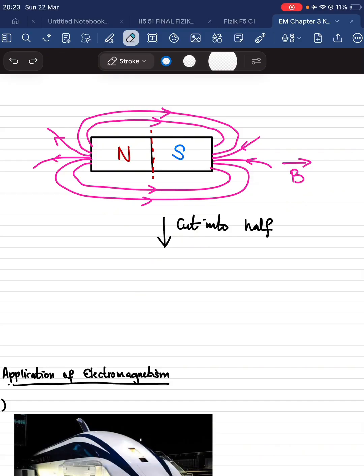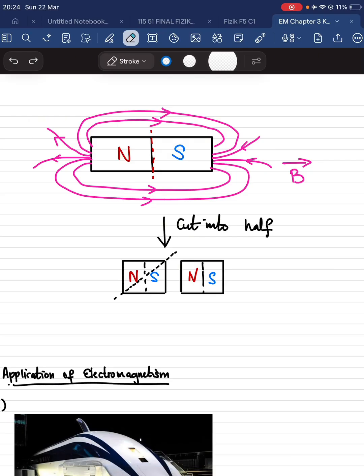What if we cut this magnet into half, exactly half? Then can we have an individual pole, like a north pole individually and a south pole individually? According to the physicist named Maxwell, who was the one discovering the Maxwell equations, important equations in physics, there is no magnetic monopole.